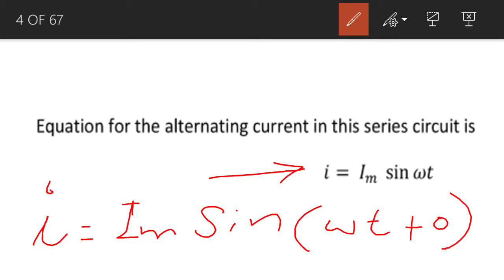You see, the AC current varies sinusoidally with respect to time. Here is the maximum value of the AC current, and here is the phase angle of the AC current. So the AC current has a maximum value as well as a phase angle.